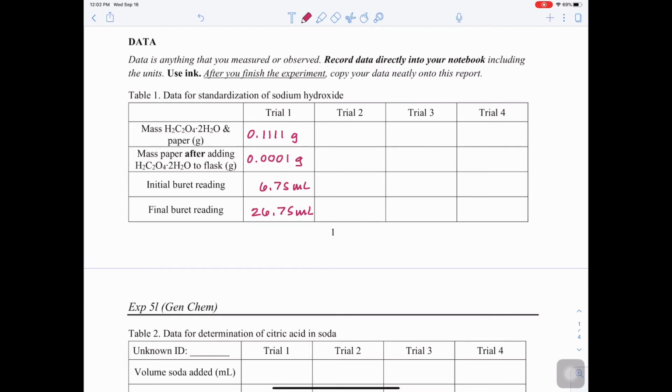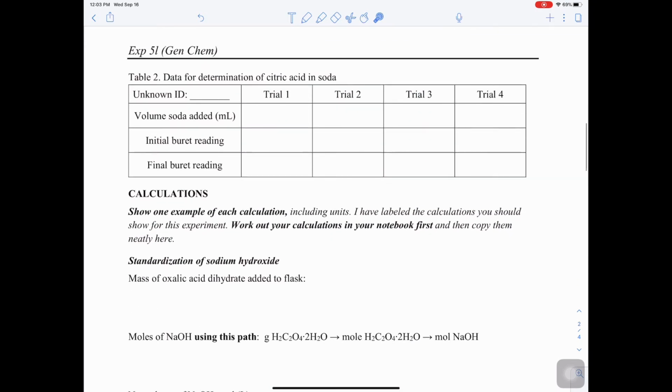So you're going to repeat the titration 4 times to get 4 trials. Then we take our soda and we're going to pipette 10 milliliters of soda into a flask. And that's going to be the same for all of them. You'll see in the video that I used the same pipette and I measured 10 milliliters of soda into each of the 4 flasks. And then we'll record the initial buret reading and the final buret reading for each of the 4 titrations.